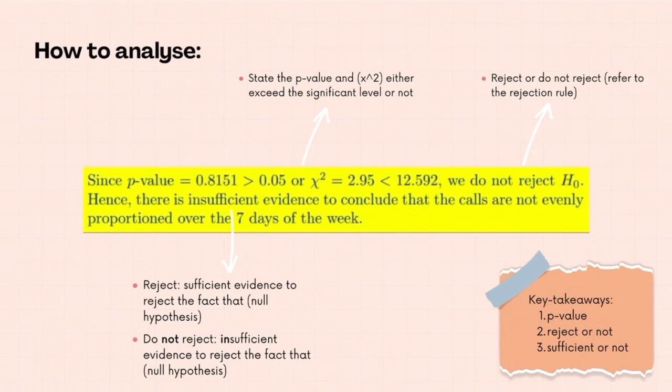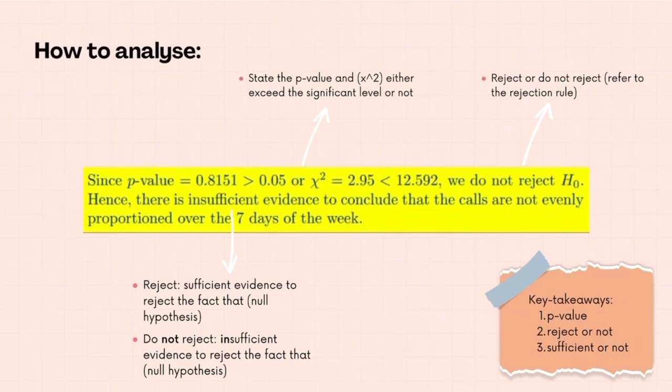This is how we can analyze our results from the chi-squared goodness of fit test. State whether the p-value and the chi-squared value exceed the significance level we have set or not, and reject or do not reject the null hypothesis based on our rejection rule. So for example, since the p-value equals 0.8151, which is over 0.05, or chi-squared equals 2.95, which is less than 12.592, we do not reject the null hypothesis.